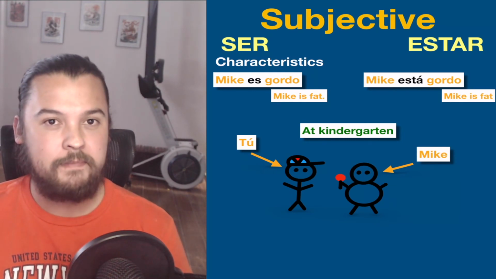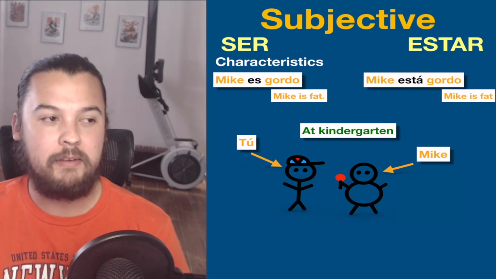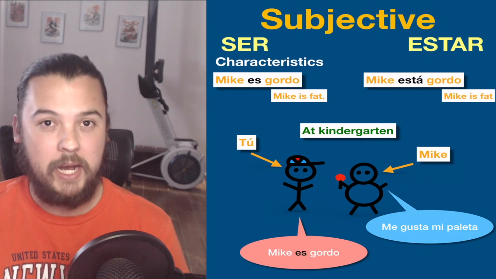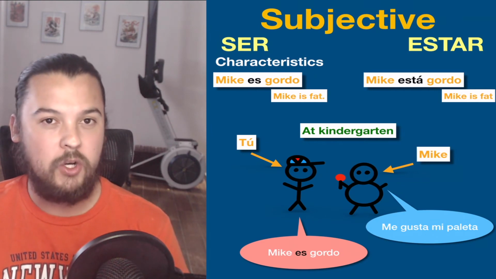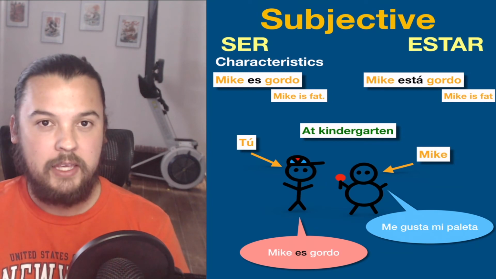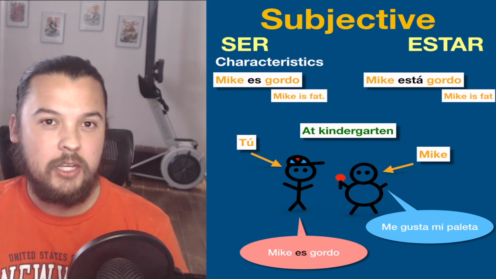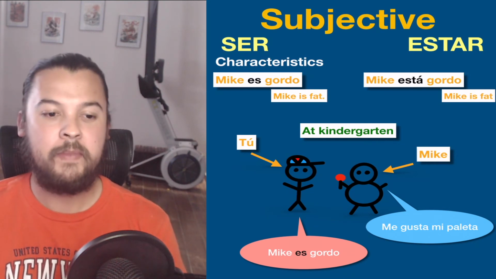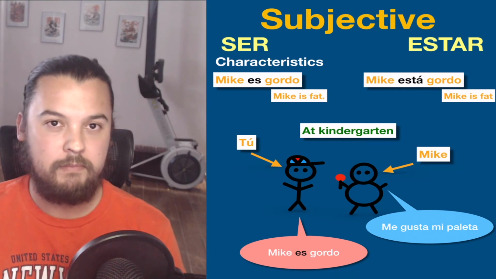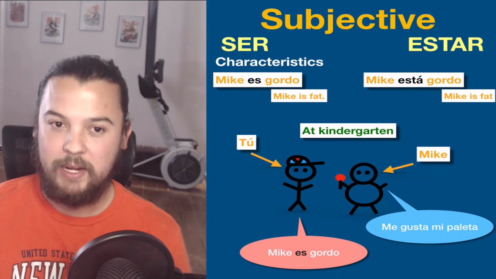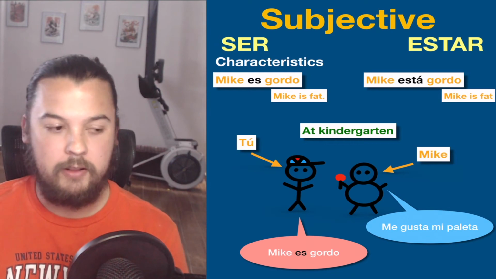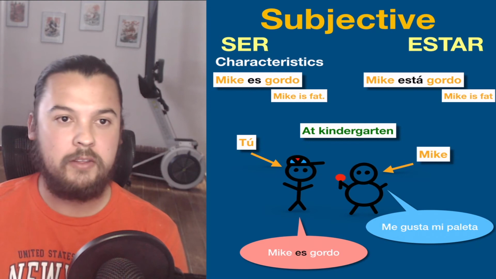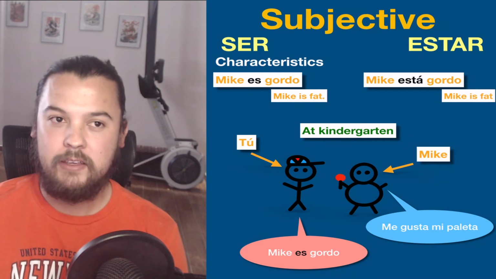When you see Mike, well, as a kid, you will say Mike is fat. When you are a kid in kindergarten and you see Mike, you will say Mike es gordo, because when you met Mike, he was fat. So this is the quality or the characteristic that Mike has, right? Mike es gordo, and Mike loves lollipops. Me gusta mi paleta. But now let's say that through kindergarten, primary school, secondary school, high school, university, Mike started doing exercise every single day to improve his health.